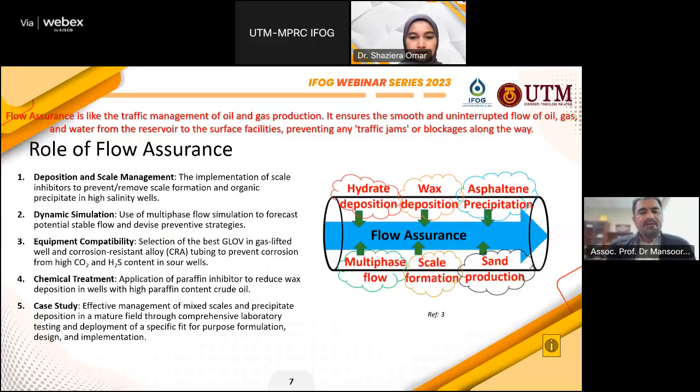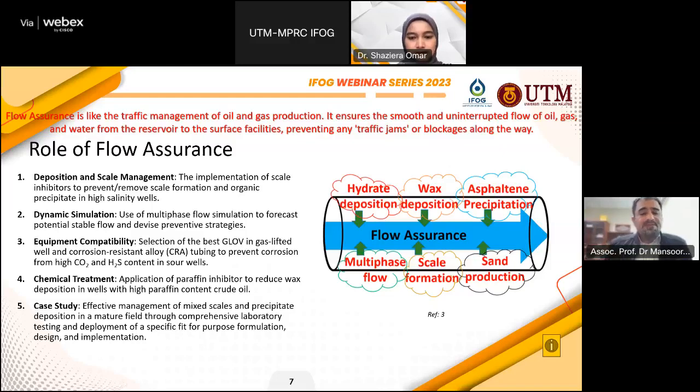The role of flow assurance for deposition and scale management. I just included a sentence here. You can read through and understand the definition of flow assurance. For deposition and scale management, consider high salinity. I'm going through each one of these items: deposition and scale management, dynamic simulation, equipment compatibility, chemical treatment, and also a case study.